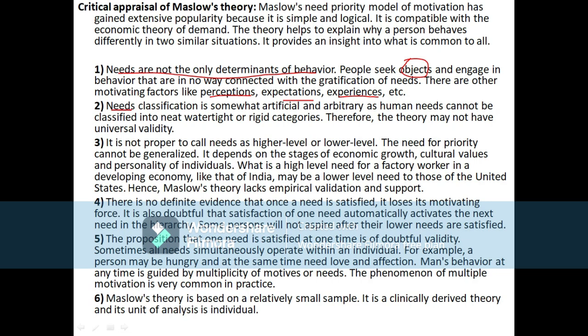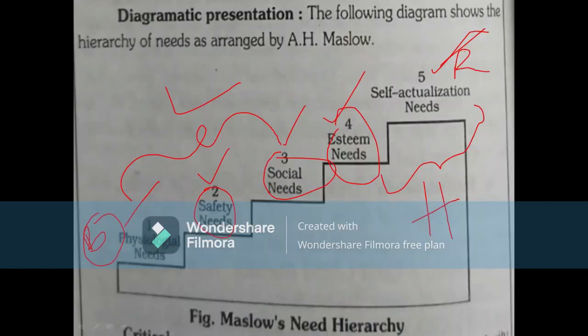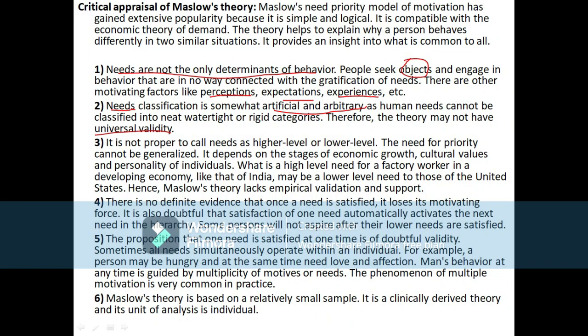The second one is that the need classification is somewhat artificial and arbitrary, as human needs cannot be classified into neat, watertight or rigid categories. We cannot say it like this only. Therefore the theory may not have universal validity. Why? Because, for example, he says that after completing one need, they will go for the next need. But actually, some persons who satisfy their physiological needs may go for social needs, or else for self-esteem needs.